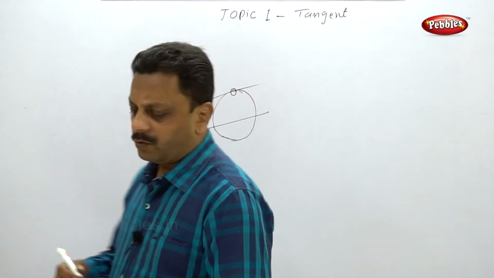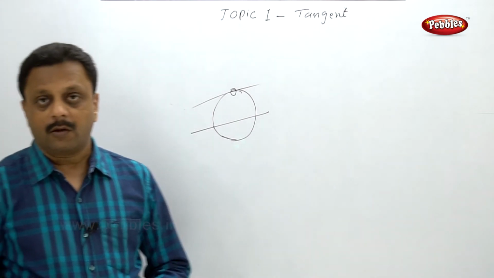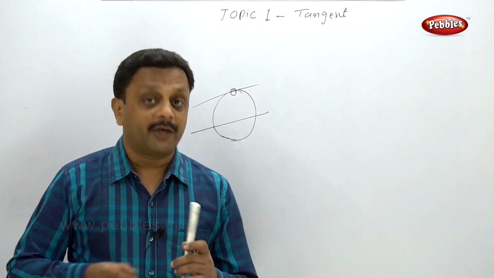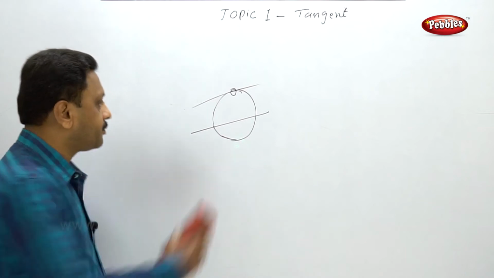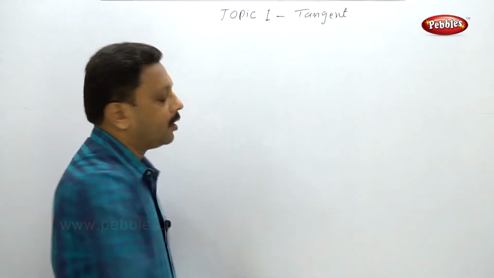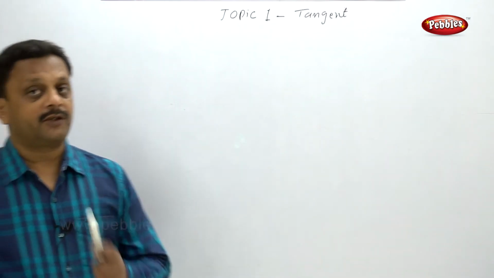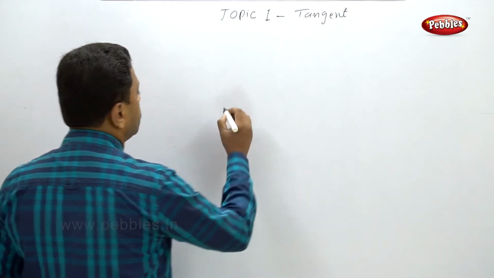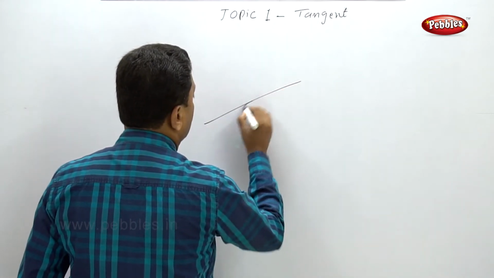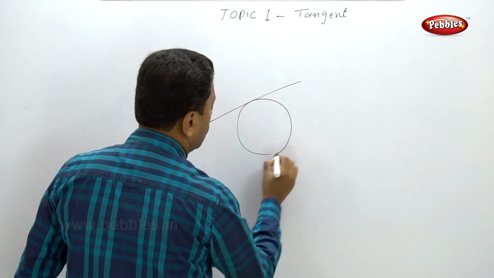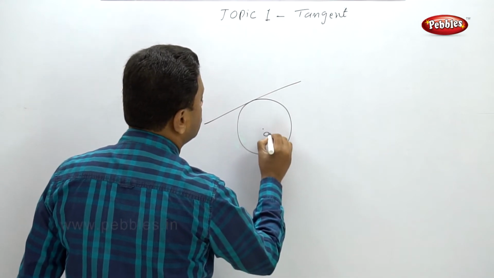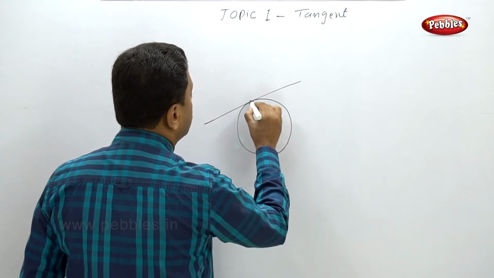You know what a tangent is. Now let us see some of the properties of the tangent. We are going to learn 2 main properties of the tangent. The first is, this is center O and this is radius.